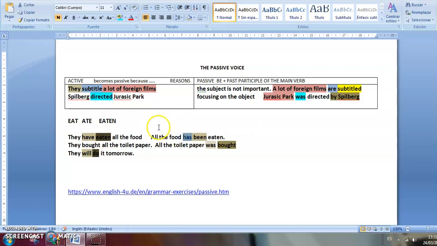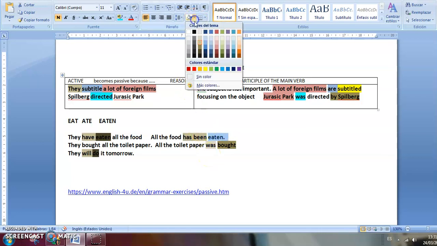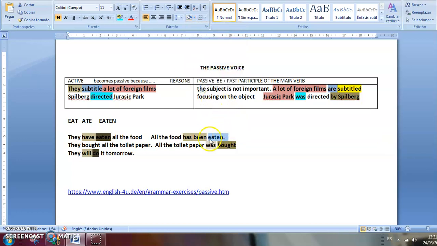Remember, this has to concord with the subject. In this case, the grammar subject was they. In this case, it is all the food. All the food is third person singular because it's uncountable. All the food has been, okay? Present perfect, the verb to be, plus past participle. You see? Past participle of the main verb. Not that difficult. Very easy.